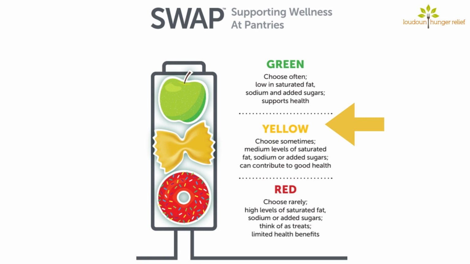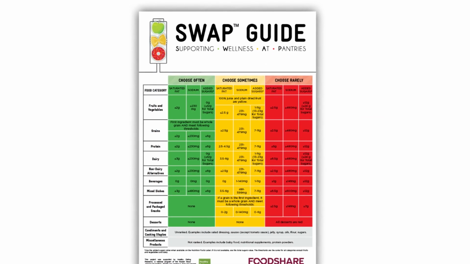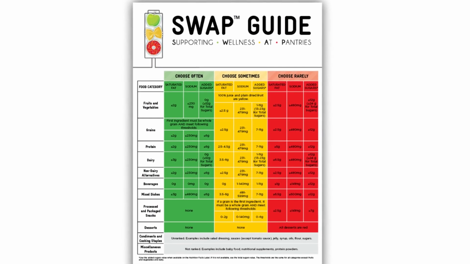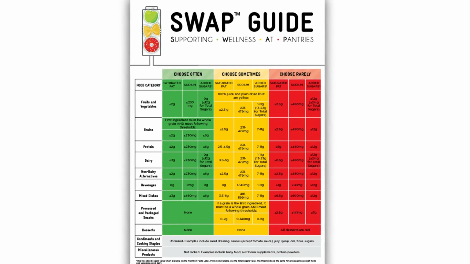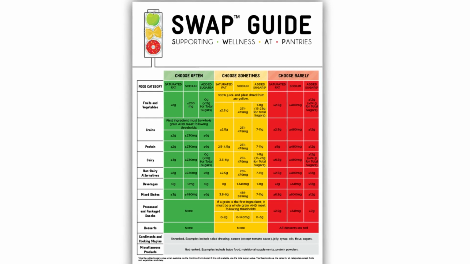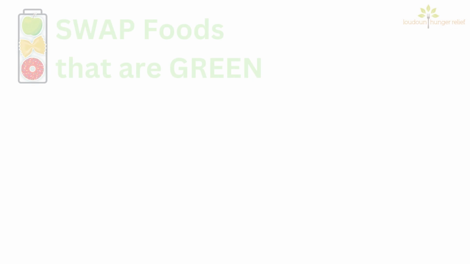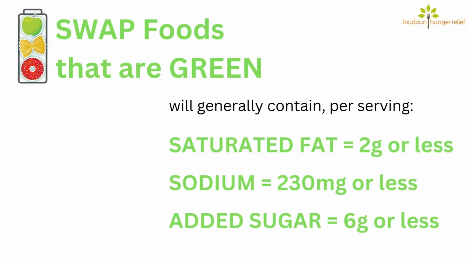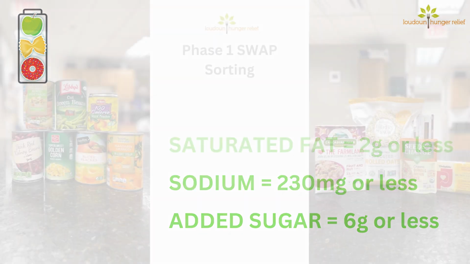SWAP ranking will require an additional step, that we sort items within each category by levels of saturated fats, sodium, and added sugars. Depending on the category, the allowable levels may vary slightly. Generally, items are green if they contain 2 grams or less of saturated fat, 230 milligrams or less of sodium, and 6 grams or less of added sugar per serving.